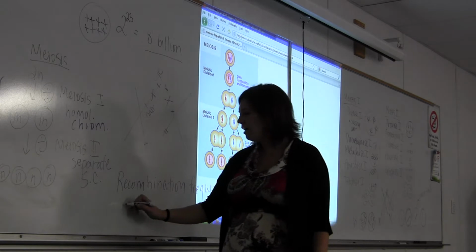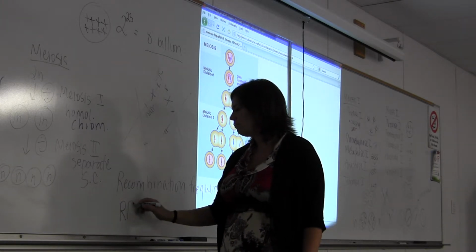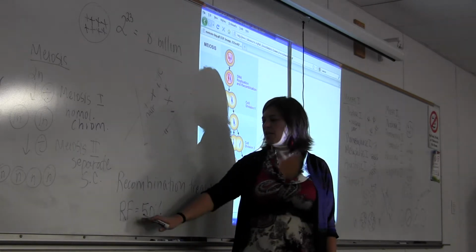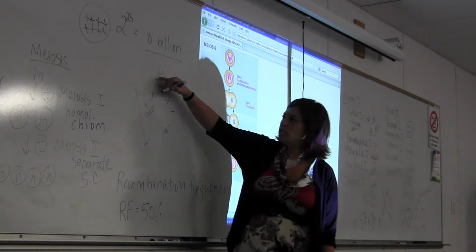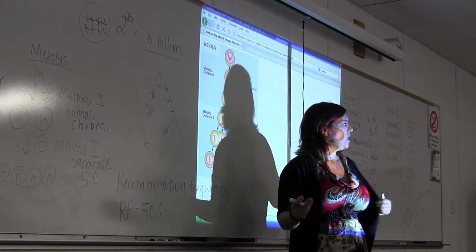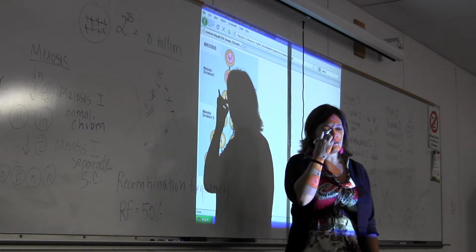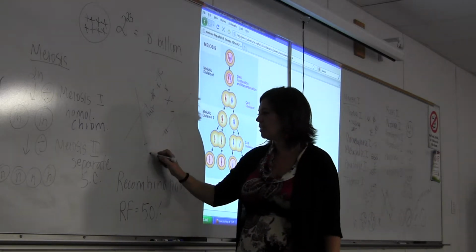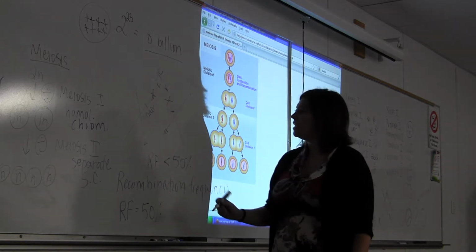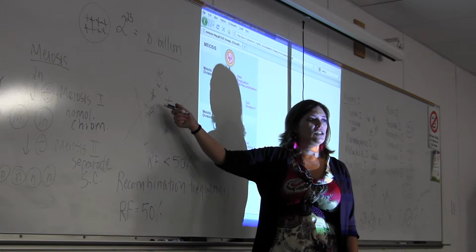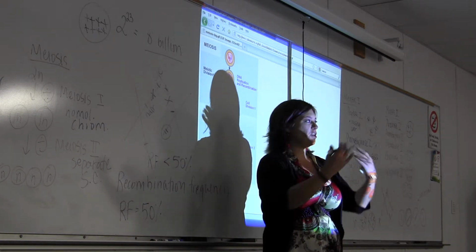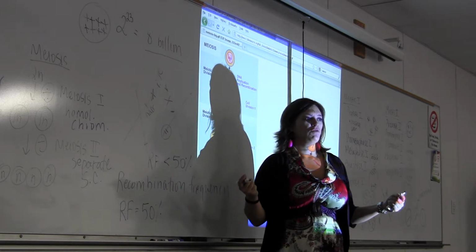And so if you have a recombination frequency of 50%, that means that these two genes are going to be separated from one another during this crossing over. And if you have a recombination frequency that's less than 50%, this means that the genes are going to be really close to one another like that, and that they're not going to be separating from one another.